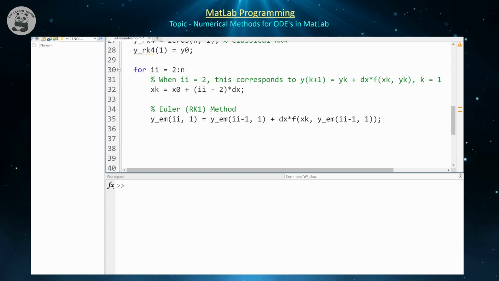Let's go ahead and calculate our midpoint method and also our classical RK4 method just to get them out of the way, and then we'll plot all three of them at the very end, and then we'll summarize which is better and by how much.